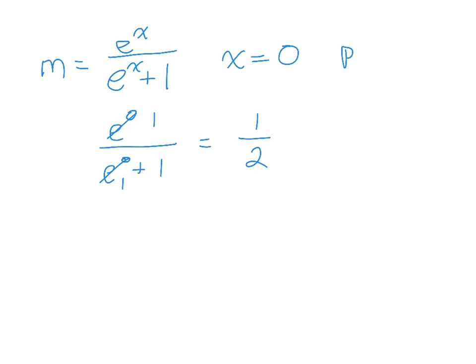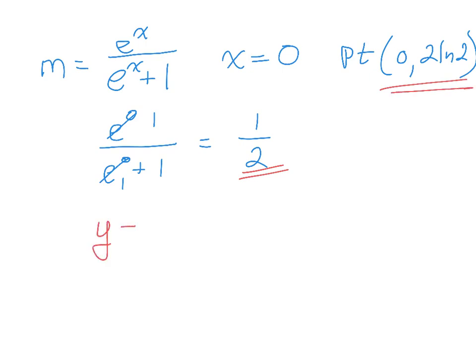And we have the point. The point is, again, given to us. 0, 2 ln 2. So we have our slope and we have our point. So let's put them into our point slope formula. y minus 2 ln 2 is equal to slope times x minus x1, which is 0. So there's my point slope formula.